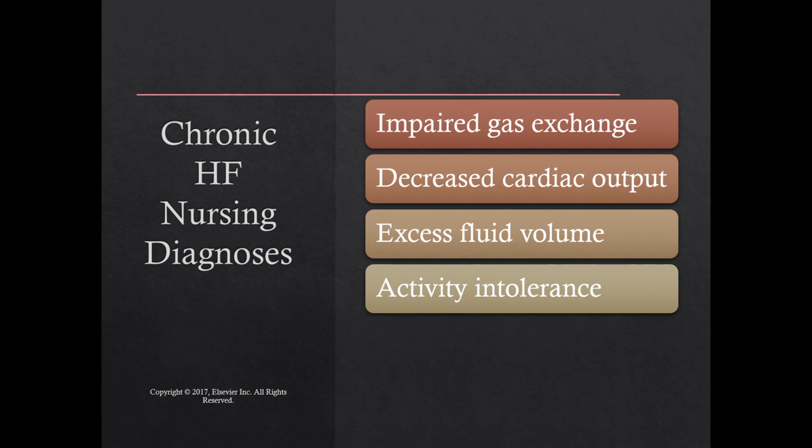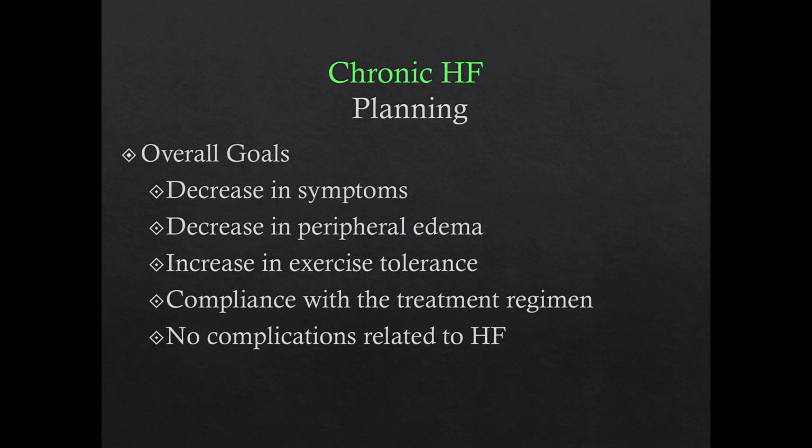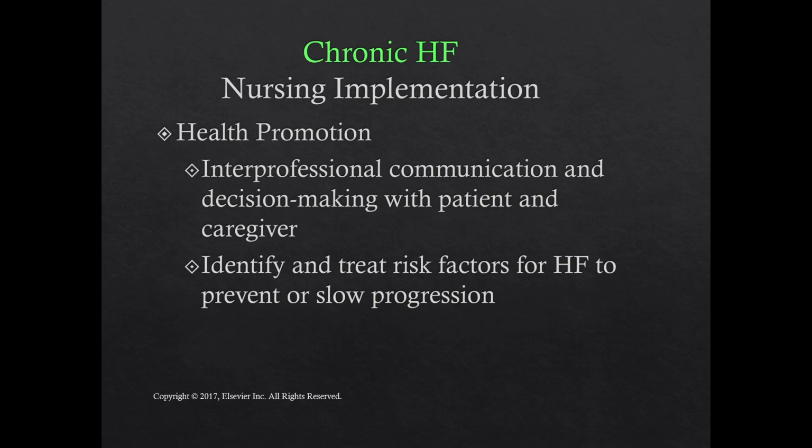You can imagine why: impaired gas exchange, decreased cardiac output, excess fluid volume, and activity intolerance, all due to what we've been talking about. Overall goals: just try to decrease symptoms, decrease peripheral edema, and increase exercise tolerance, to have them walk a little bit more than they were able to. That's a good sign. If they're walking less than they were able to, that's a bad sign. And then keep them compliant with their treatment, and try to make sure they don't have complications.